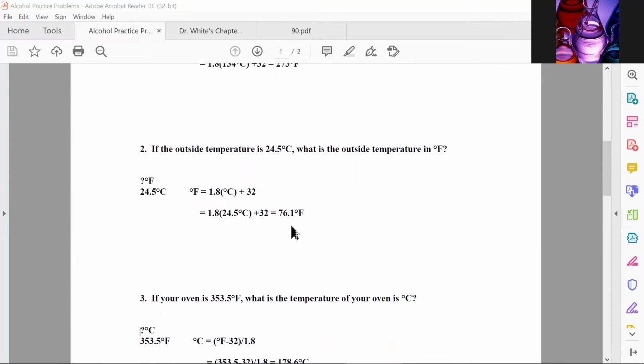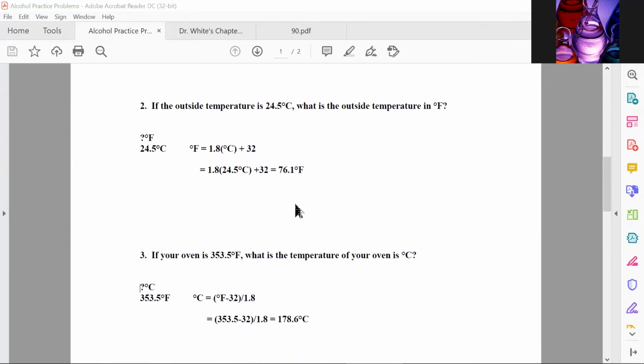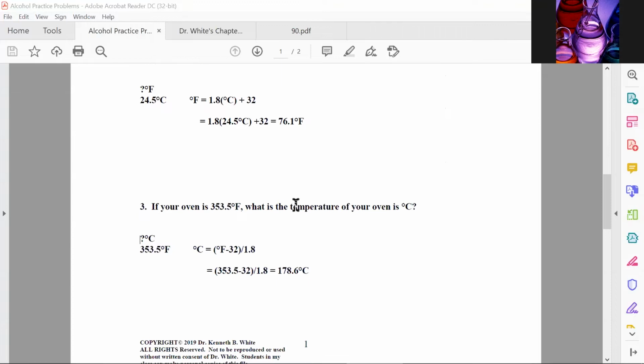And number two is the same way. Let's look at number three. If your oven is 353.5 degrees F, got a real nice digital readout, what's the temperature of the oven in degrees C, Celsius? And again, I like using a question mark, degrees C. That's what I'm trying to find.